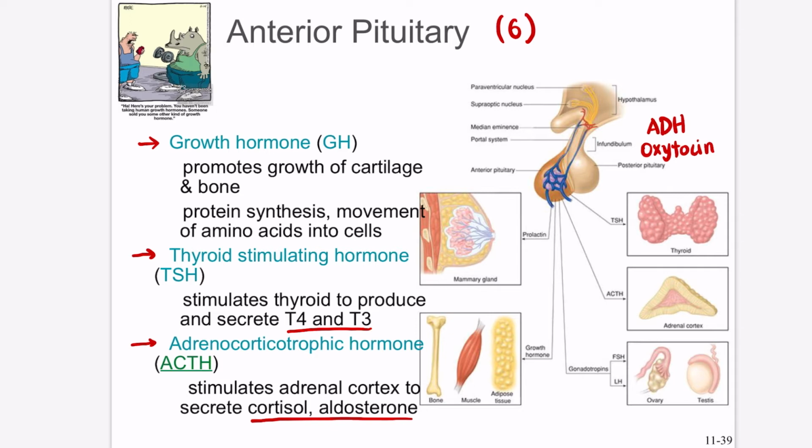So the anterior pituitary is really considered kind of a master endocrine organ because it controls other endocrine organs. It controls the thyroid, it can control the adrenal cortex. But really, what we're going to see is that the hypothalamus is kind of the master here because the hypothalamus controls the anterior pituitary.